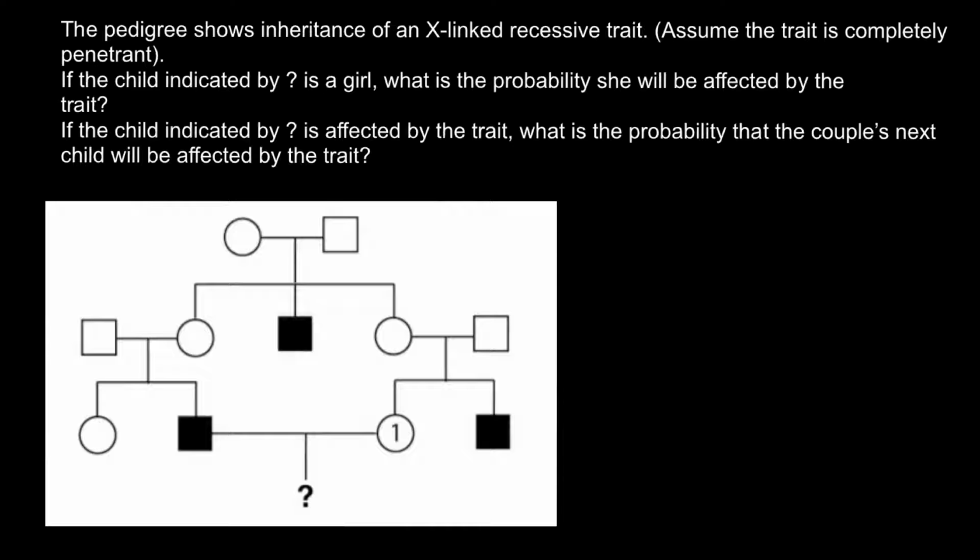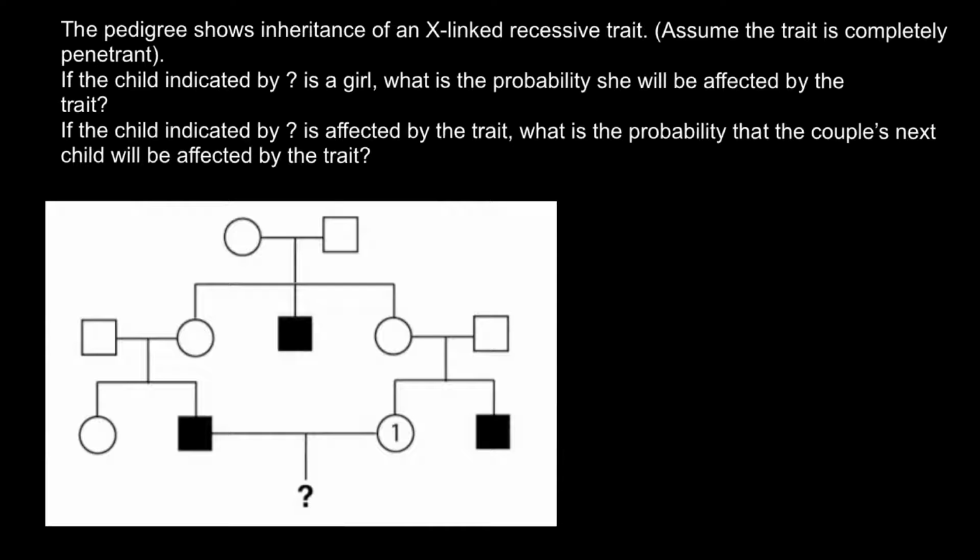So here's a problem. The pedigree shows inheritance of an X-linked recessive trait. Assume that the trait is completely penetrant. The question is, if the child indicated by the question mark is a girl, what is the probability she will be affected by the trait?